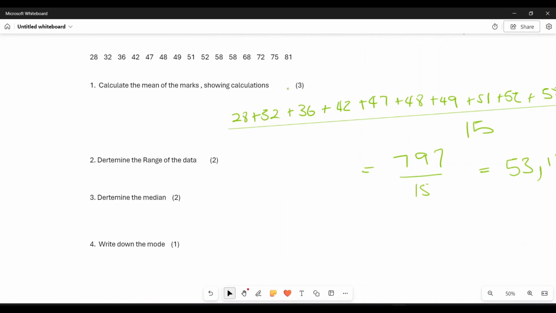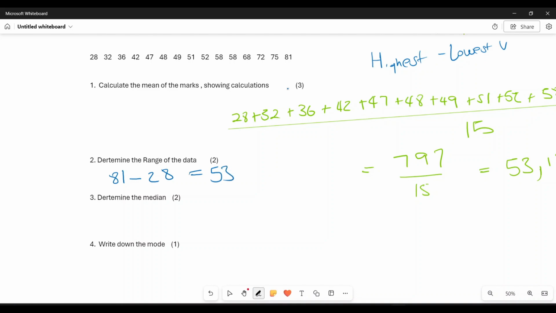Right. Now, the second question, we need to determine the range of the data. Now remember, how do you go about calculating your range? You're going to take your highest value and you're going to subtract your lowest value. Now, what is our highest value that we're given here? So our highest value, it is 81, right? So 81 subtracted by our lowest value, which is 28. Now, punching this into your calculator, your range should be equal to 53.